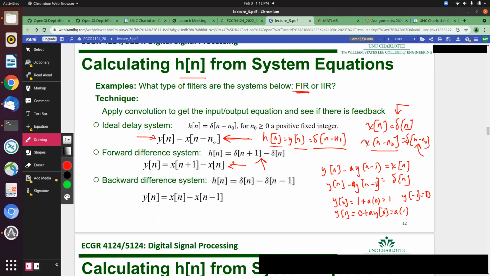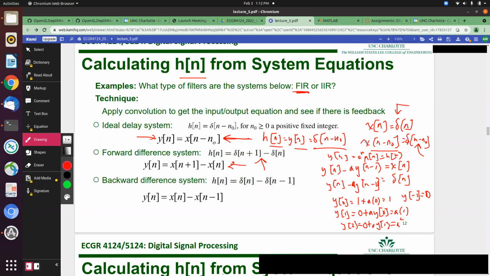And then y of 2 is going to show you that there's a recursion happening. It's 0 plus a times y of 1, which is a times a, or a squared. And as you can see, now you're actually going to get y of n. For any n that's greater than or equal to 0, it's going to be a to the n. This output gives you y of n equals a to the n u of n, and that's equal to h of n. And so that's a totally different kind of problem, right? And that's because there is feedback.